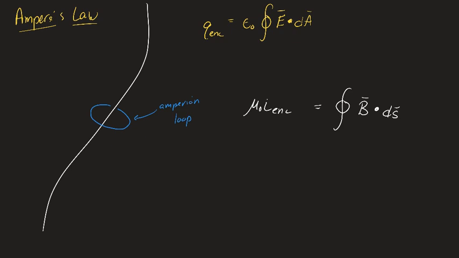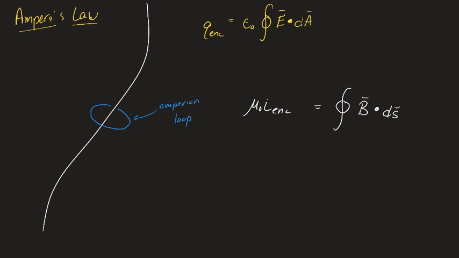Now, please pay attention to the points here. This is not flux, even though he used the word flux. This is a line integral. And more importantly, it's a dot product with the line integral. We are integrating a length. ds is a length. If our Amperian loop is circular, then our length is going to be a circumference.